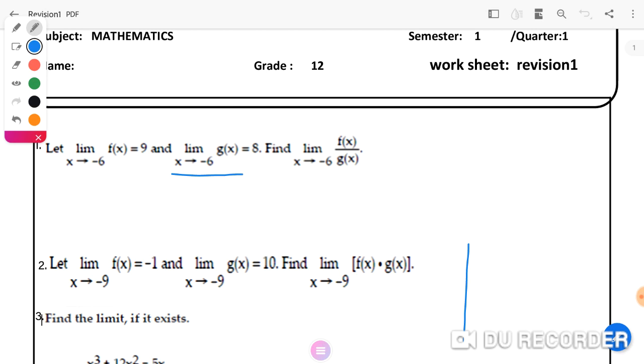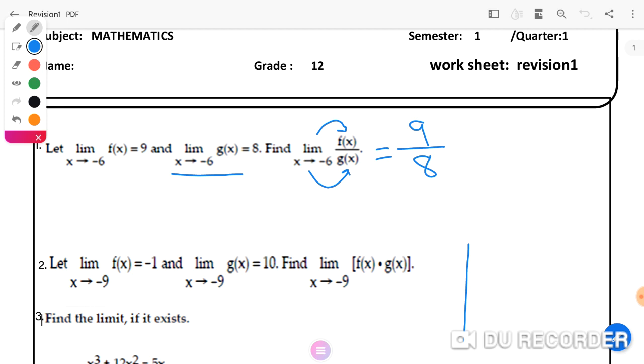We use the property of limit. The limit of a function divided by another function will be the limit of the first divided by the limit of the second function. In another way, the changes that have been done with the function, we will do with its limit. So it will be limit f of x when x approaches negative 6 over limit g of x when x approaches negative 6. So it will be 9 over 8. Please remember the properties of limit. That is the first question.